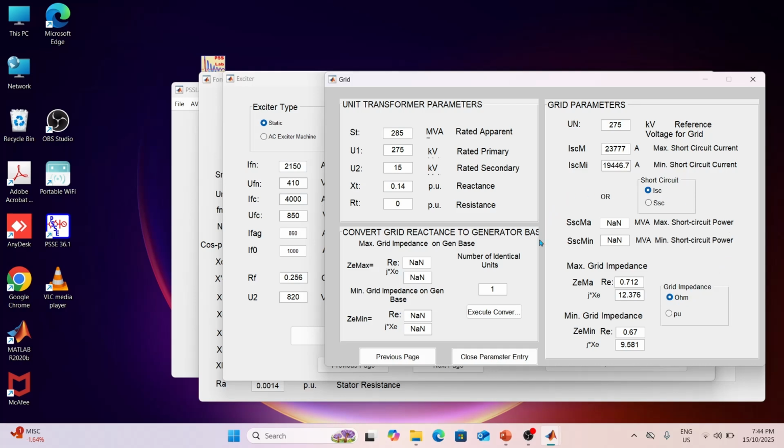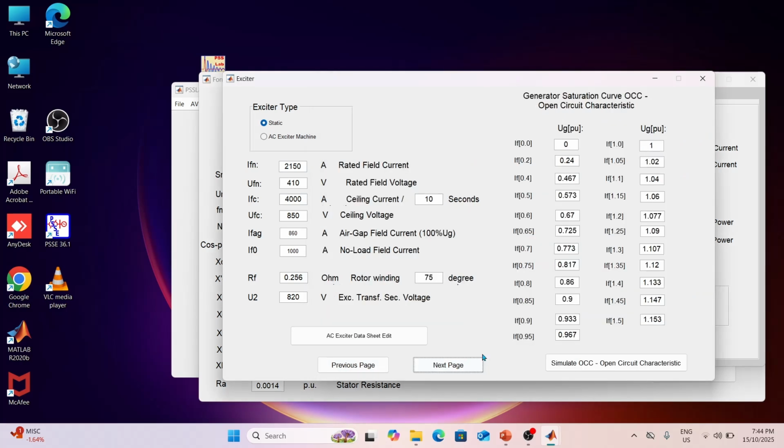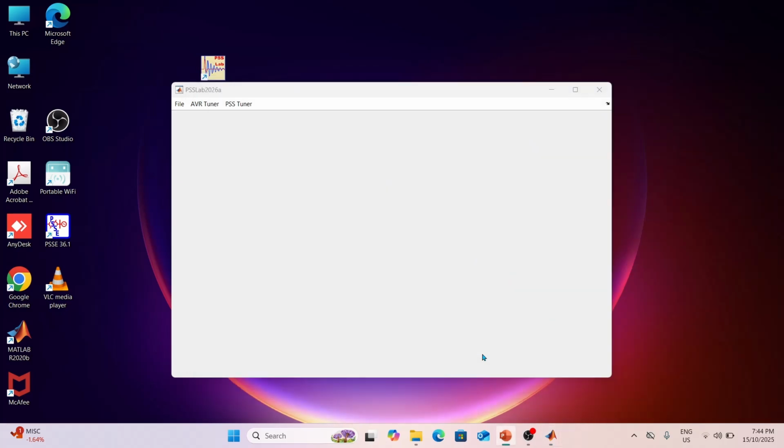All these grid parameters have to be converted into the generator base, so that we have the maximum grid impedance on generator base and minimum grid impedance on generator base. How do we do this? We just simply click on the execute conversion and then we get this data. At the end, we just close the parameter entry and we come back to the initial form.